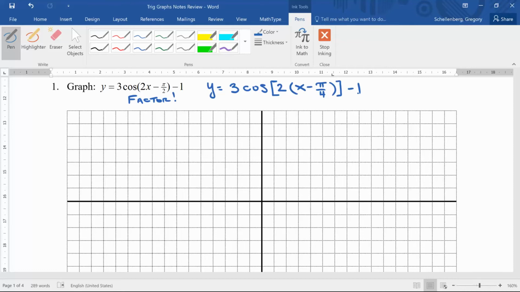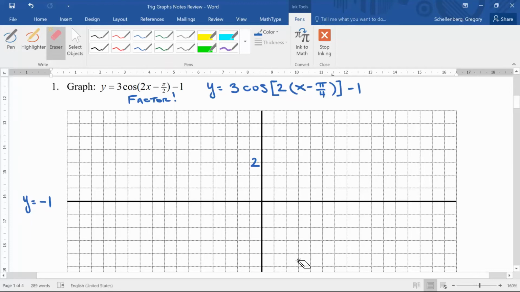So the first step here is we will relabel the x-axis as y equals q, which in this case is y equals -1. Our amplitude is 3, so our max value is going to be 3 above -1. So going up 1, 2, 3, we can call this 2. And our min value is going to be 3 below -1. So we can label this -4.